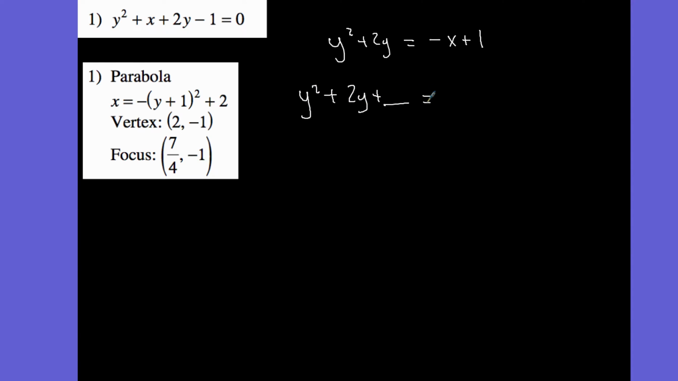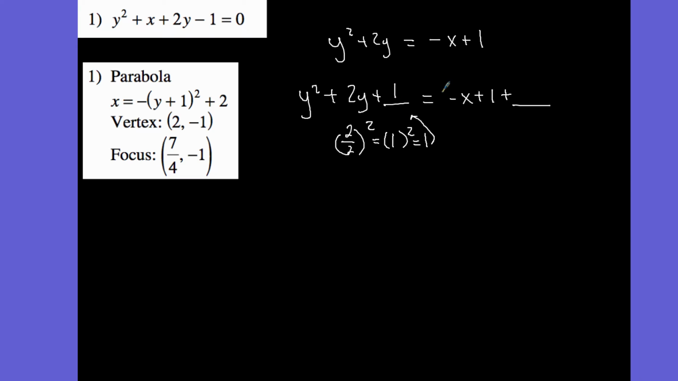Well, first I remember that because it's a y squared, it's going to open either left or right. And then you have to divide the 2y by 2. Okay, very good. Then you have to square it, to put it into a perfect square.